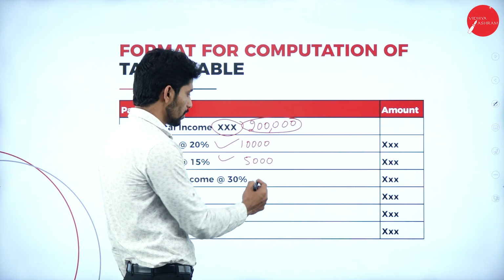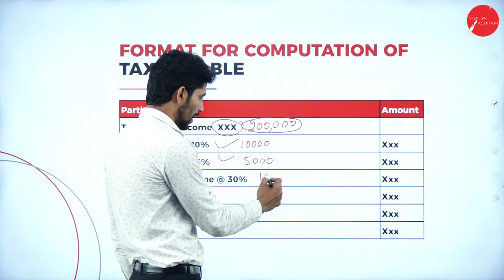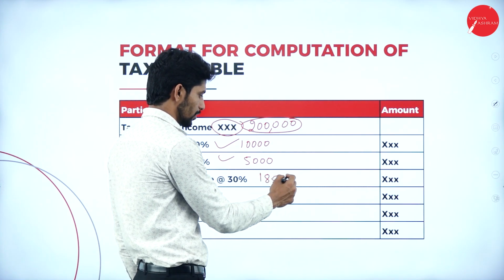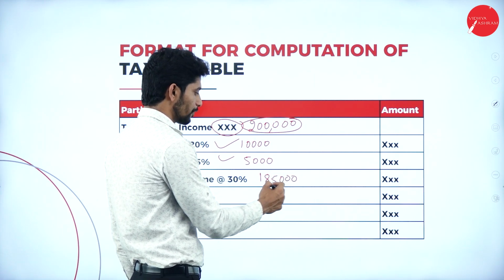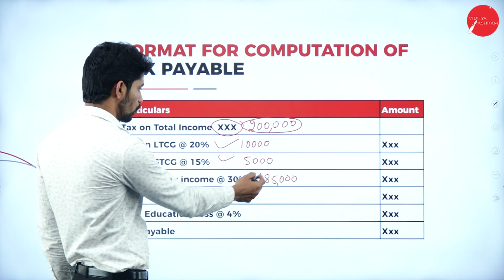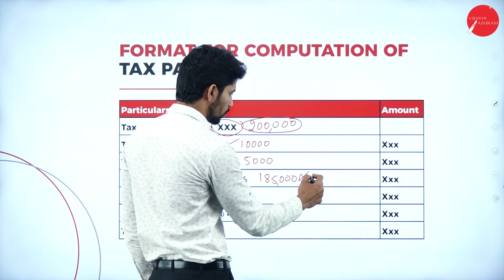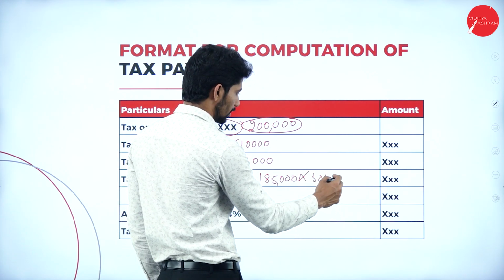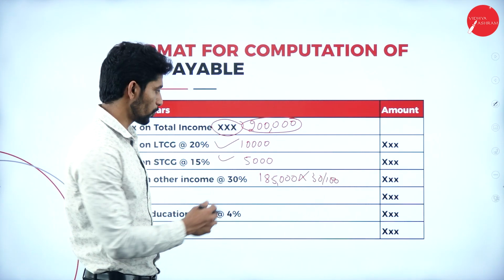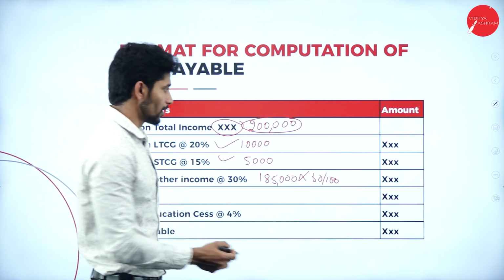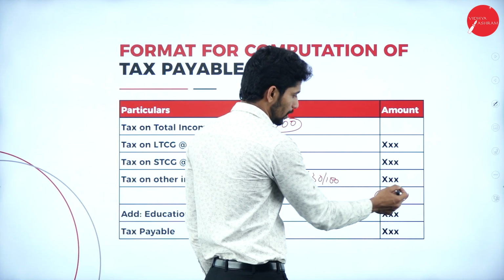What is the remaining amount? The remaining amount is 1,85,000. So this 1,85,000 is the remaining income. On this 1,85,000, you are supposed to impose 30% of tax. Got it? So you are supposed to impose 30% of tax. So total these 3, and you will get some total.